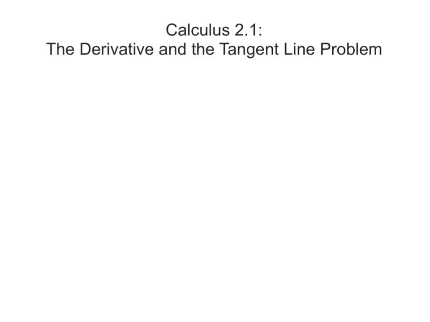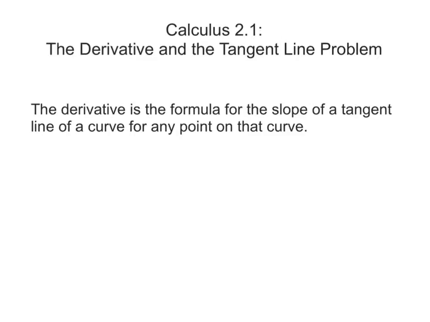Talking about the derivative. We're going to look at the formal definition today and also at the tangent line problem. The derivative is just the formula for the slope of a tangent line of a curve for any point on that curve, whether we're given that specified x value or not. We can find the slope of any curve. We can find the slope of a line very easy.